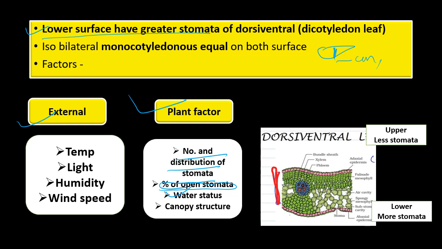Another factor is canopy structure. So what is canopy structure? Canopy means, let's consider this is a whole plant. Structure means this is not one leaf, this is a whole plant. If sunlight reaches this point, it shows more transpiration, and if sunlight does not reach this point, it shows less transpiration. So canopy structure shows transpiration less or more according to the structure of the plant.